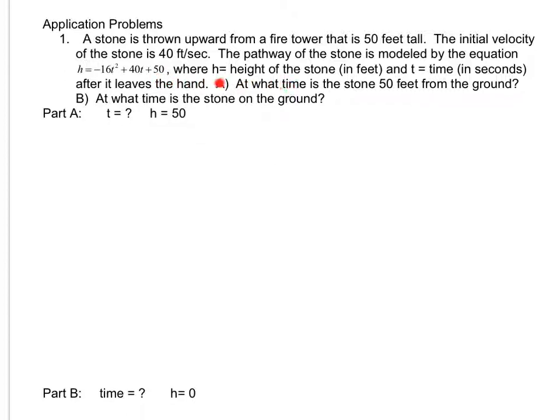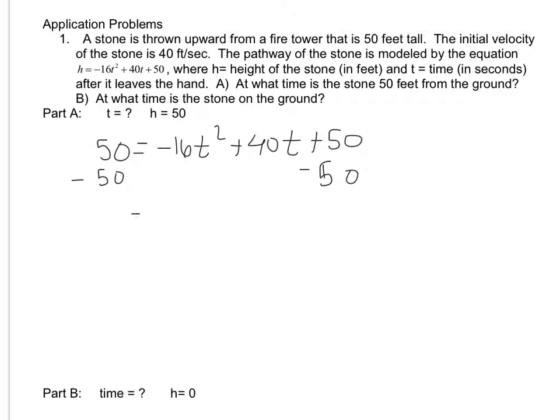Okay? Where h is the height of the stone in feet, and t is the time in seconds after leaving its hand. At what time is the stone 50 feet from the ground? And then at what time is the stone on the ground? So, first thing we want to do, we know it starts at t is 0, but we say 50 equals negative 16t squared plus 40t plus 50. Now, get it equal to 0, so subtract the 50. You get 0 equals negative 16t squared plus 40t.